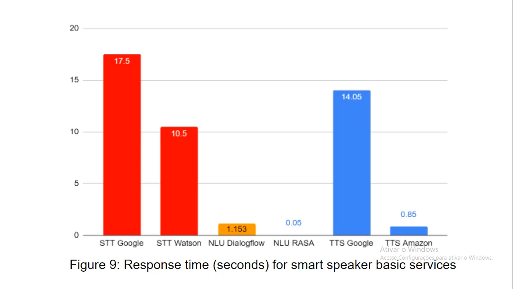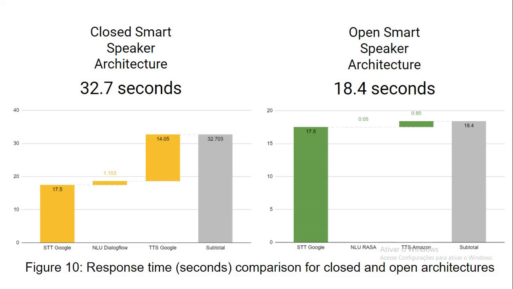For the quantitative part, we had the average response time on each of these steps. And it showed us that with a closed smart speaker architecture, for audio number 1, we have more than 30 seconds of response time. And with an open smart speaker architecture, you could have less than 20 seconds.